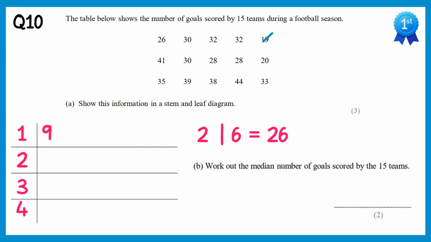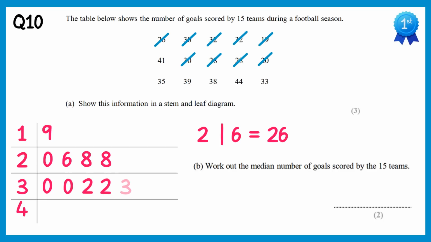The lowest one is 19, so we put a 9. The next one is 20, so a 0, then 26, then 28, another 28, then we go to 30, another 30, a 32, another 32, a 33, a 35, a 38, a 39, and then a 41 and a 44.